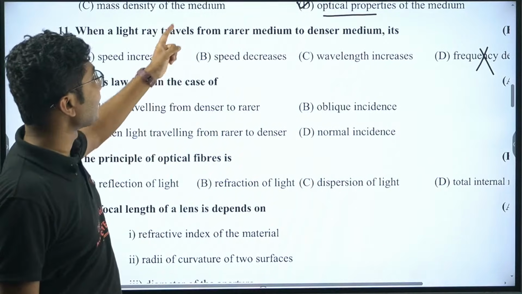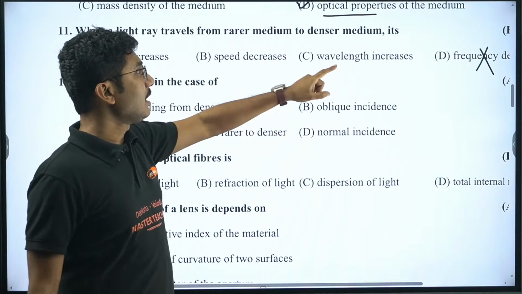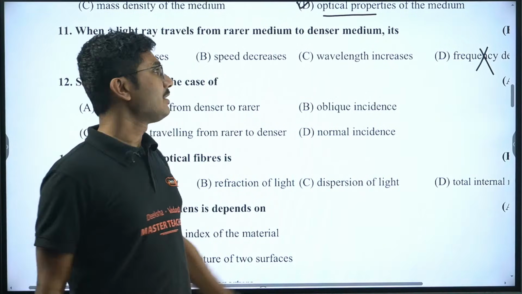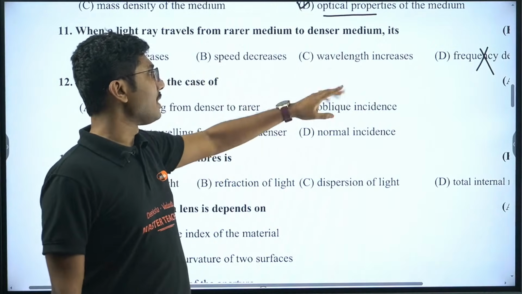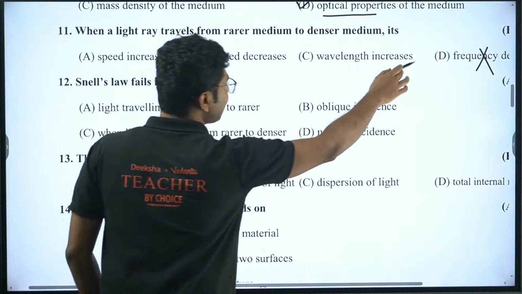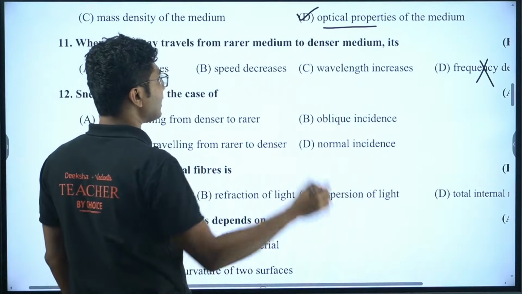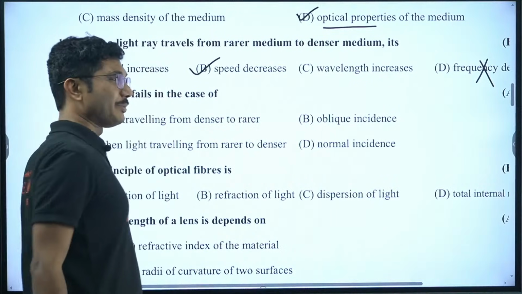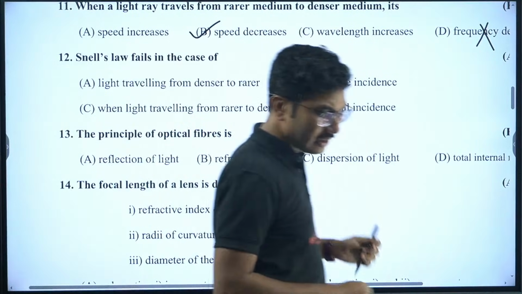When a light ray travels from rarer to denser, speed decreases, okay, wavelength also decreases. Speed and wavelength both decrease, but here they have given wavelength increases. This is not correct. So when the light is traveling from rarer to denser, speed decreases. Speed decreases is correct. So 11B is correct, not 11C.